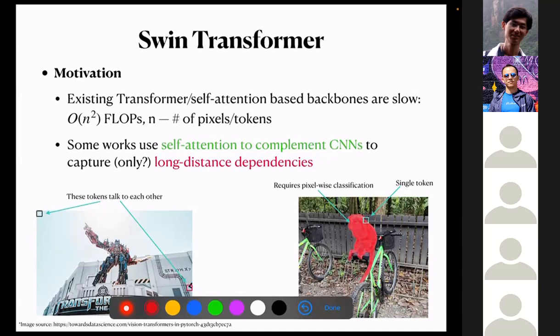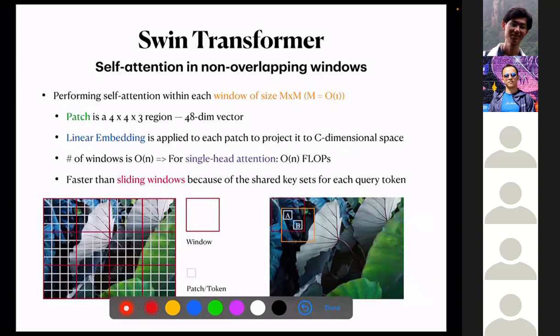One of the things, convolution together with self-attention, as you can see on the right, this was the thing we were talking about. Two different tokens do not share the same neighborhood and therefore have different key sets. And that makes the network very slow. You mean for efficiency? Yeah. And yes, the sliding window in convolution network will be very, very slow.